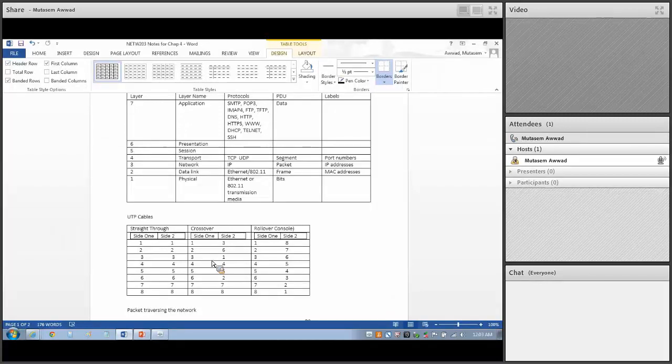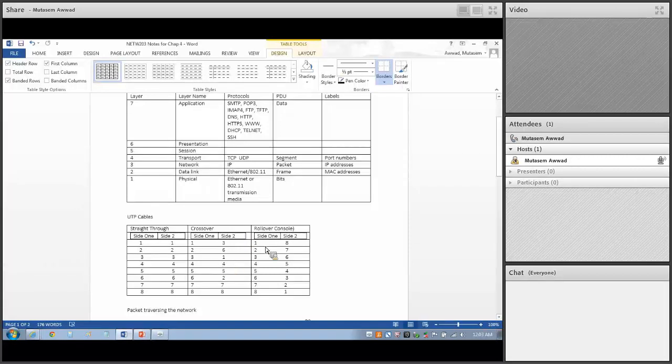Use a straight through cable when you want to go from a PC to a hub or to a switch, because the switch or the hub itself will take pins 1 and 2 that you're transmitting at and send them to pins 3 and 6 to the receiver. That's where the switching happens.